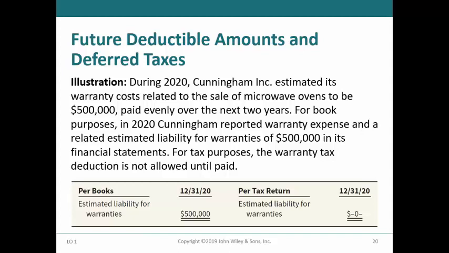In this example, we see that Cunningham Inc. has estimated its warranty expenses for the microwave ovens sold to be $500,000, and it expects that the amounts will be paid out evenly over the next 2 years. For financial reporting purposes, we would debit warranty expense and credit warranties payable. However, for tax purposes, we would not report any warranty expenses until we actually pay them.